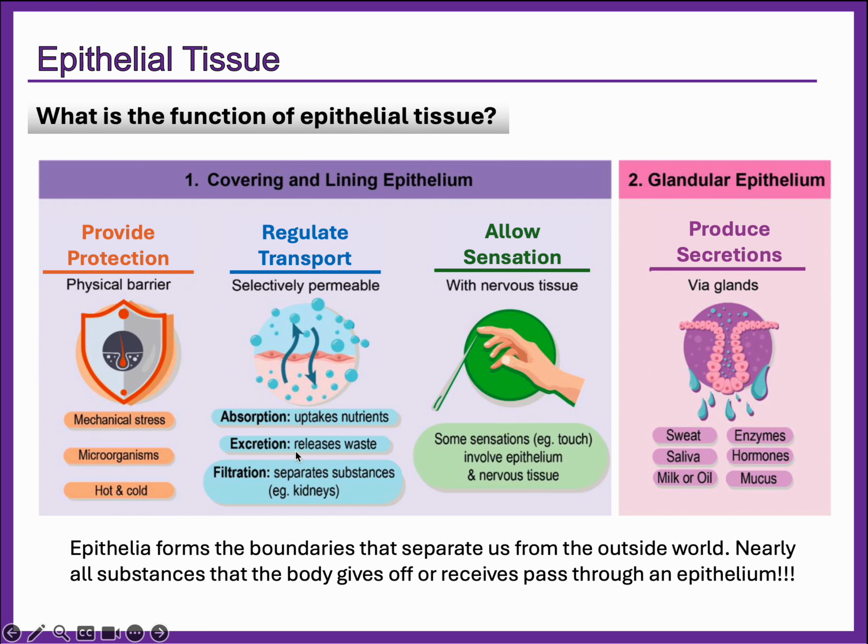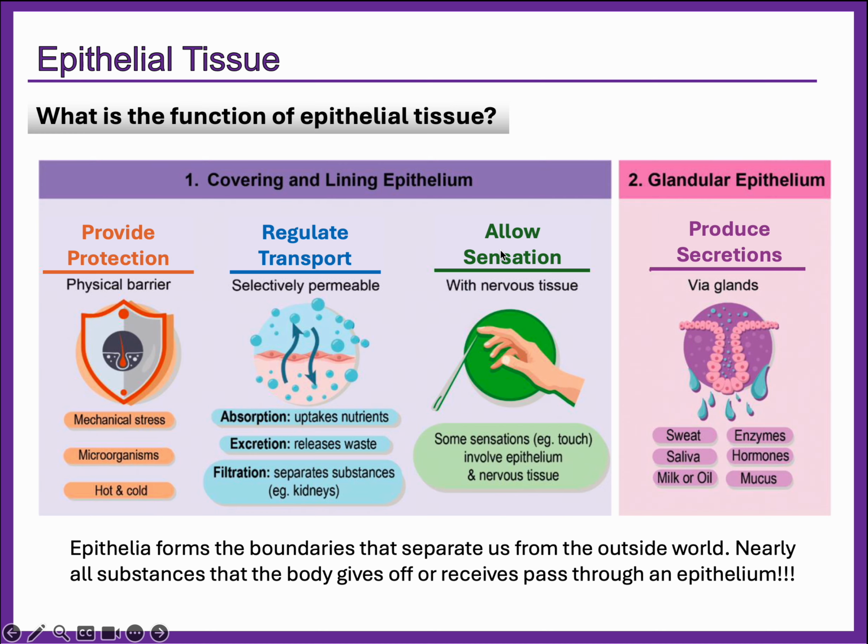Excretion, some epithelia like to release waste, right? I think of the kidneys as well over here. A lot of the kidneys will filter out stuff and excrete things out into a tube, which will then create urine. And some things like to filter, right, and separate substances. That's actually the kidney too. So the kidneys filter out things that they don't want into a tube that will become urine. Things they want to keep stay inside the tube.